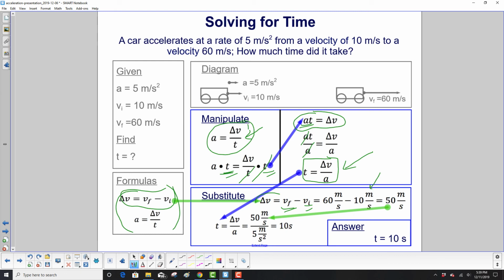So we can now plug that in. Let me just erase some of this. There we go. We want to take this delta V, it's going to go over here. And here we go. T is delta V over A. Our delta V is 50 meters per second. And our acceleration is 5 meters per second squared. So our final answer is 10 seconds, and we write that over here inside the box.